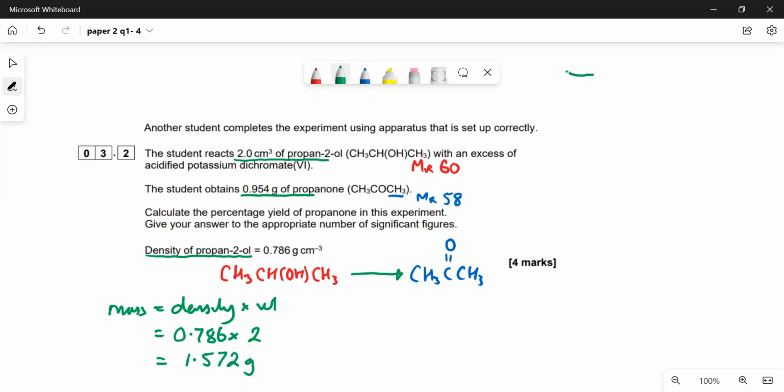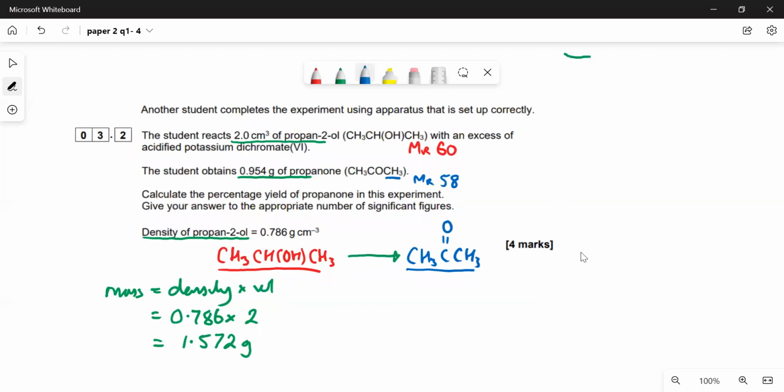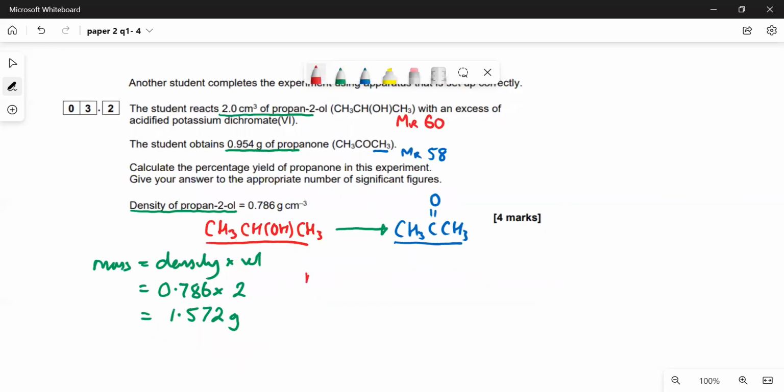Okay, so now we need to work out the number of moles of propan-2-ol, and we know that 1 mole of propan-2-ol gives us 1 mole of propanone. That's why I put the equation there. So let's do the moles of propan-2-ol. That's going to be mass over Mr. The mass we've worked out is 1.572, and the Mr of propan-2-ol is 60. So that gives us the number of moles as 0.0262.